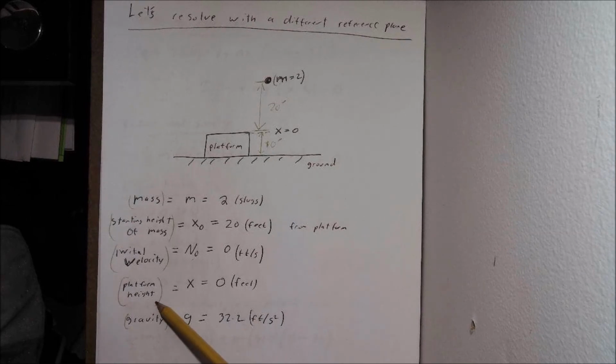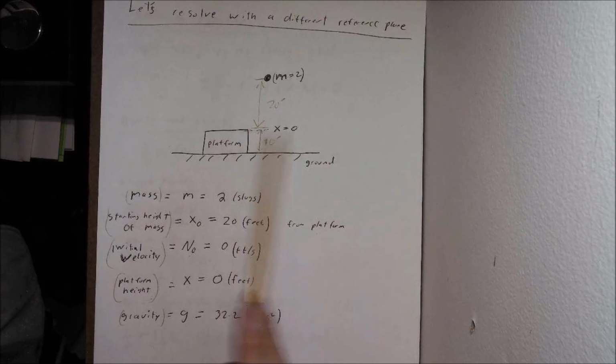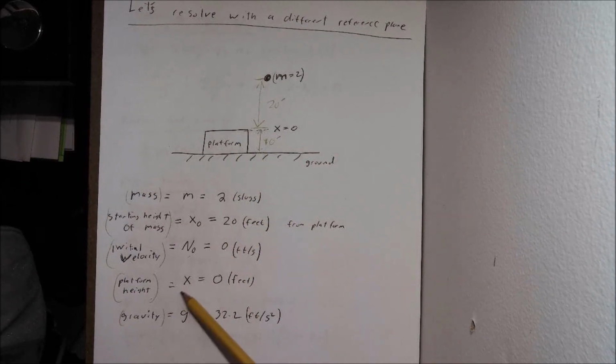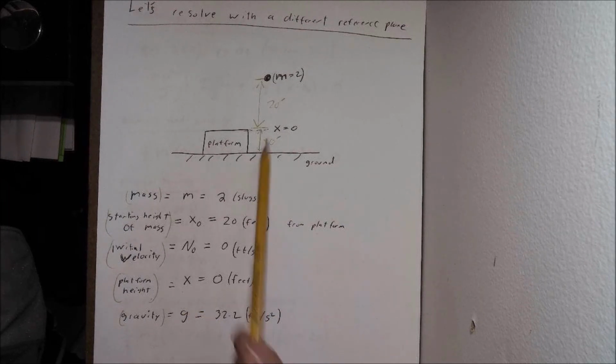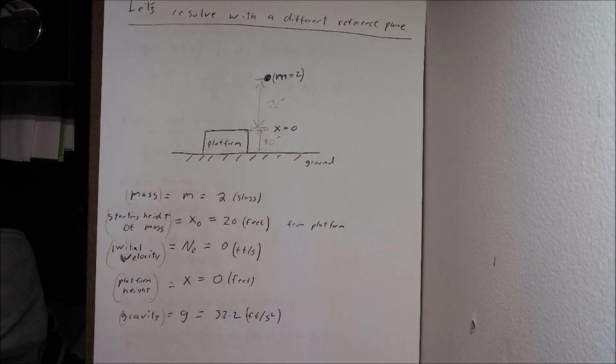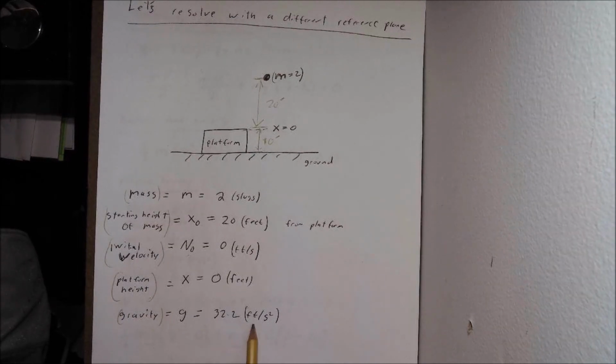Our platform height is now going to change. Our platform height is our reference, so this is x equals 0, whereas before it was x equals 10 when we were talking about its distance off the ground. Acceleration due to gravity still isn't going to change, same units, 32.2 feet per second squared.